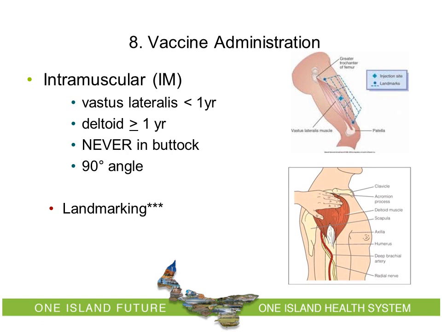For those greater than or equal to 1 year of age, vaccine is administered in the deltoid muscle of the upper arm. The landmark is 3 to 4 finger widths below the acromion process in an upside down triangle. Never administer vaccine in the buttock.